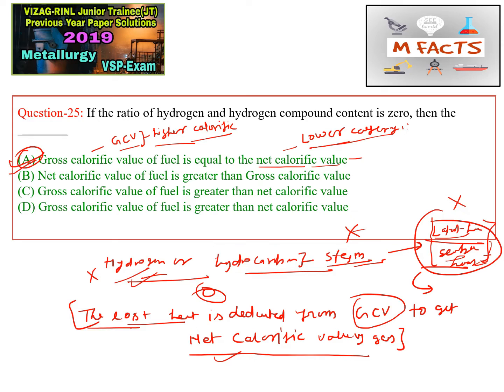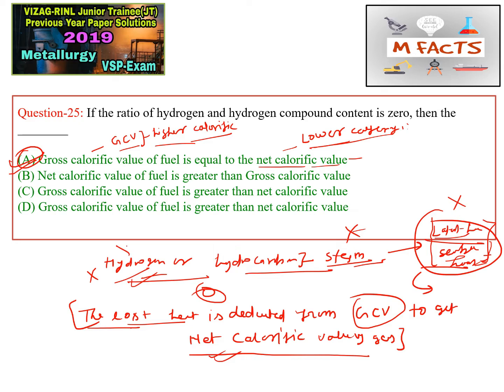I am telling you again about this concept. Hydrogen or hydrogen-carbon compounds will be present, so they will produce steam, and that steam will produce the latent heat and sensible heat that will be lost during the reaction. Whenever we deduct this lost heat from the GCV, we get the net calorific value.